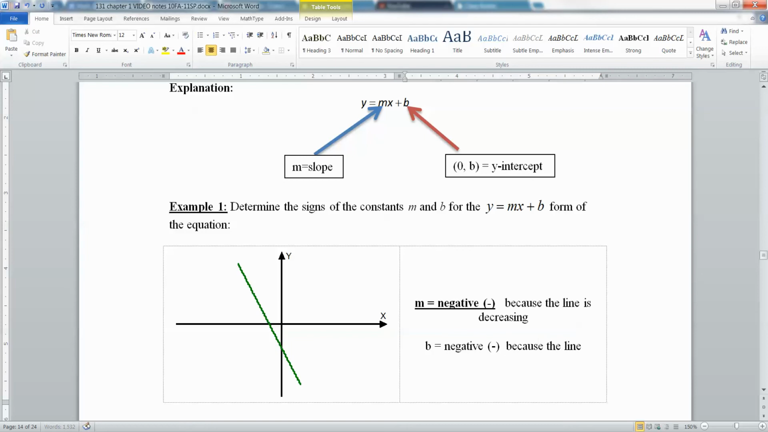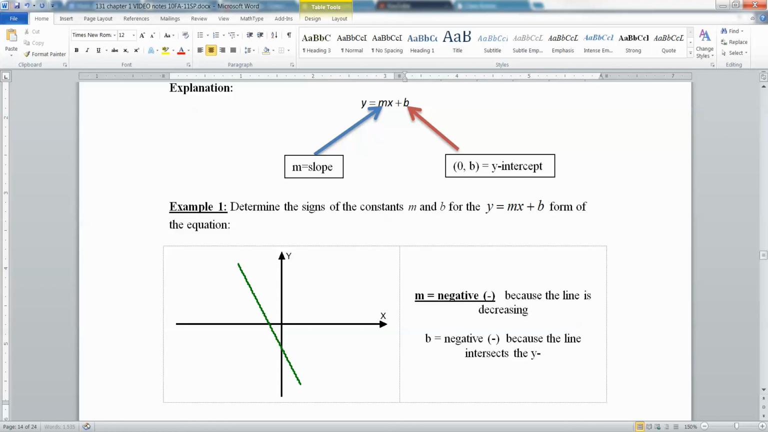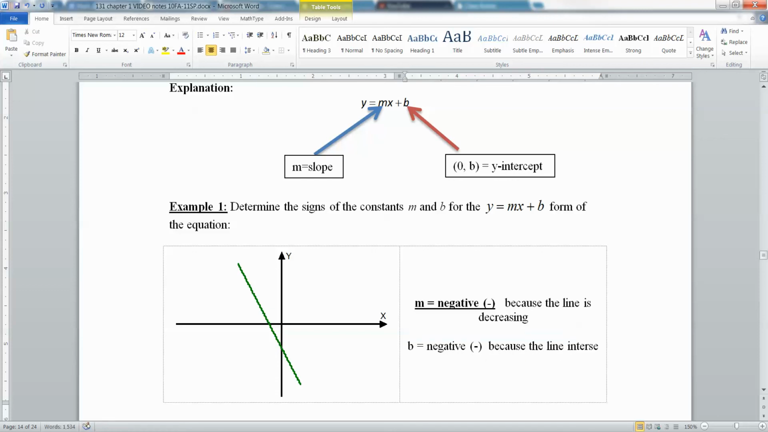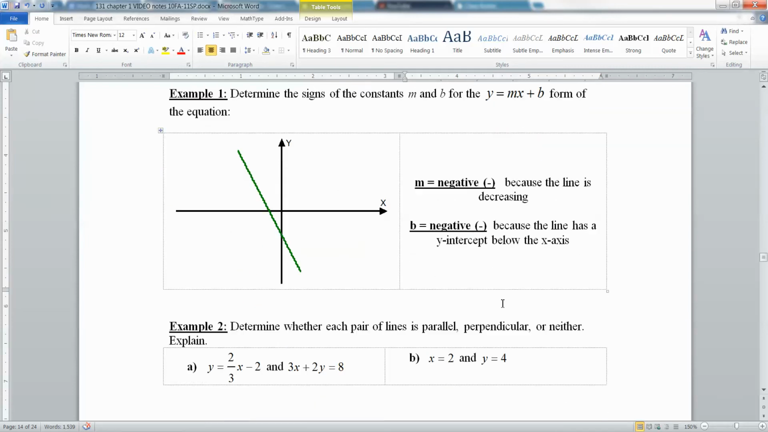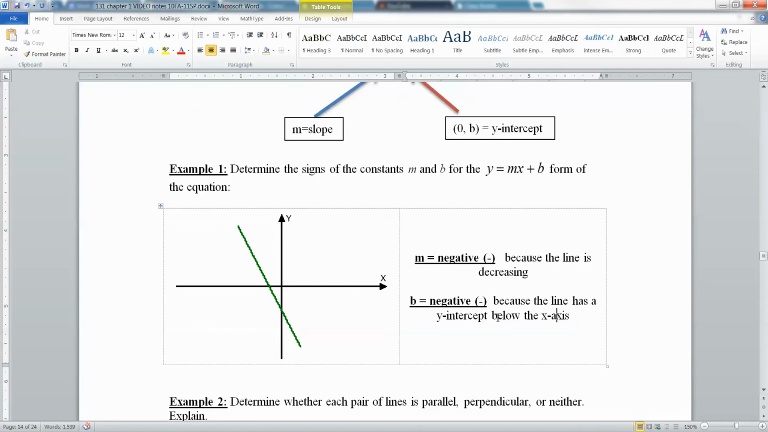Because the line intersects the y-axis at negative values. Here, let me put it this way. Because the line has a y-intercept below the x-axis, i.e. in the negative area. There you go. Now, of course, I could ask you all sorts of these. I could give you ones where there's 0. That would be a flat line. Or give you ones where they're positive and stuff like that. So that's a great question to ask on exams.